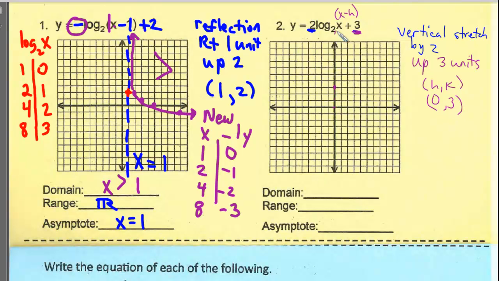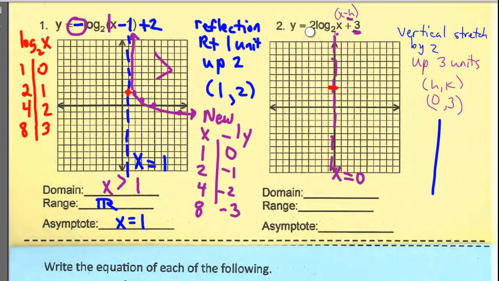If you remember, the h is where our asymptote is going to be, so here's the line at x equals 0, and at (0, 3) is our new starting place. Now let's look at our graph. The old points are over here in red, and let's look at our new points.